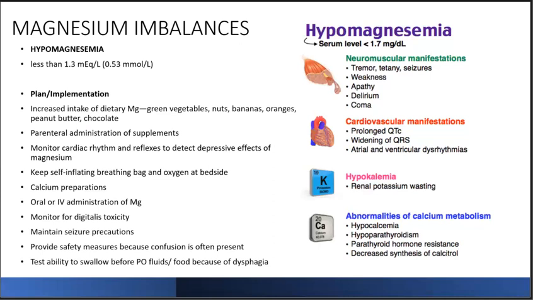Again, we could give oral magnesium. So that will be on a long-term maintenance with oral magnesium, or we can give IV. When you're giving IV administrations of magnesium, you want to assess renal function. Again, we want to monitor for digitalis toxicity. We want to maintain seizure precautions. Again, provide safety measures because confusion is also present in this client. And you need to test the client's ability to swallow before oral fluids or even food because of dysphagia.